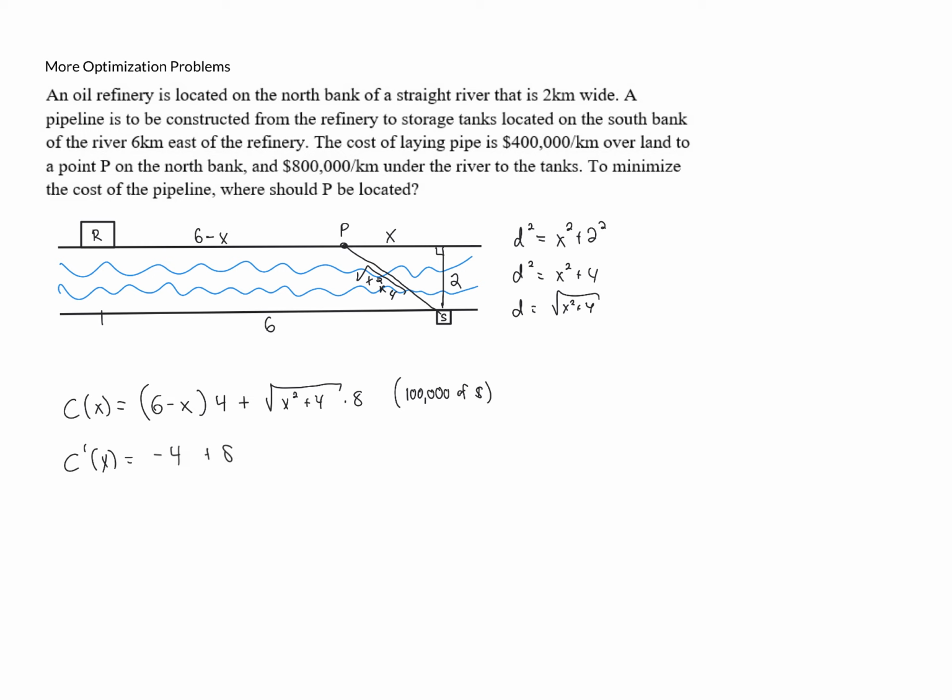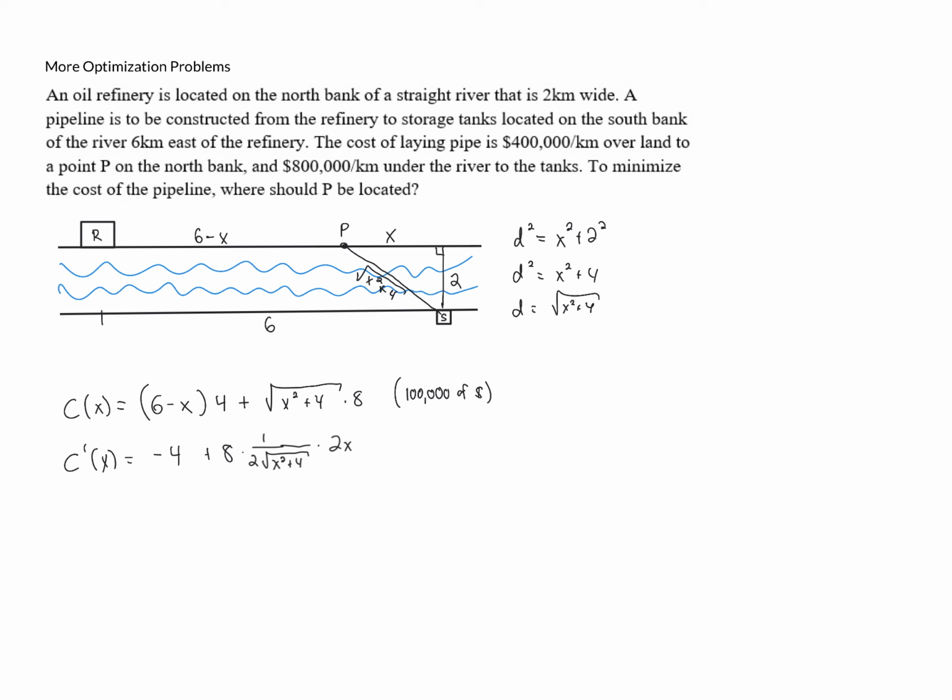And then plus 8 times, and we need to differentiate this radical. Now we know that the derivative of the square root of u is 1 over 2 root u. So it's going to be 1 over 2 root x squared plus 4. And then we have to multiply by the derivative of the inside, which is 2x. The derivative of x squared is 2x, and the derivative of 4 is nothing.